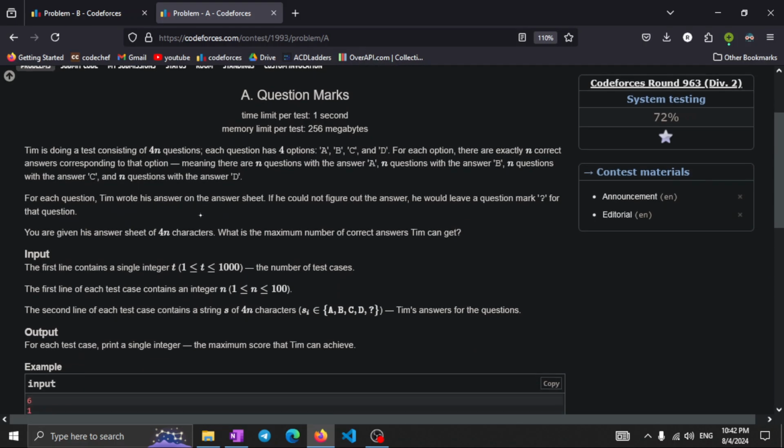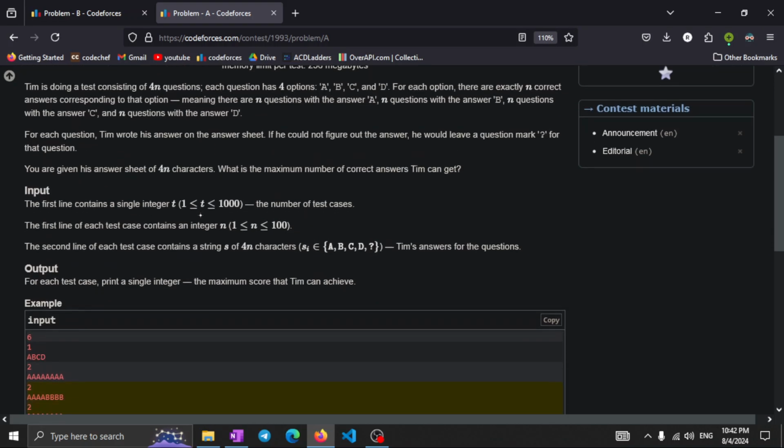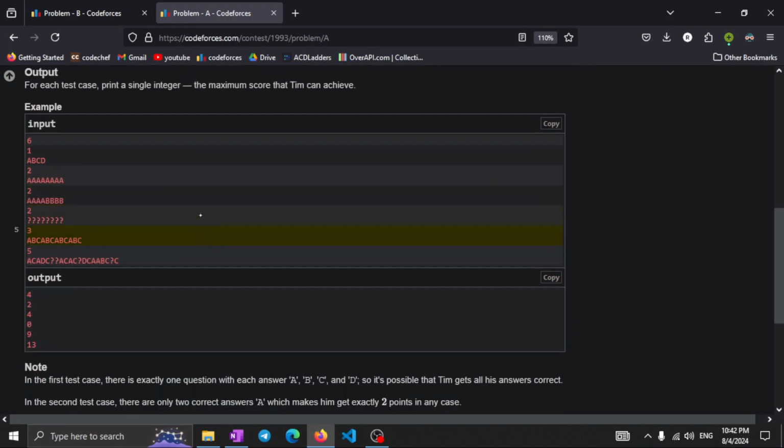Okay, so for each question, Tim wrote his answer on the answer sheet. If he could not figure out the answer, he would leave a question mark. For that question, you are given his answer sheet of 4n characters. What is the maximum number of correct answers Tim can get? So what basically we have to output is the maximum number of correct answers that Tim can get.